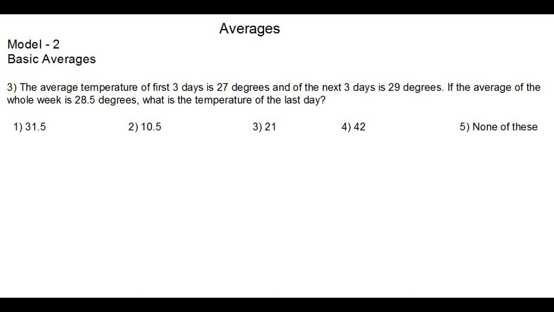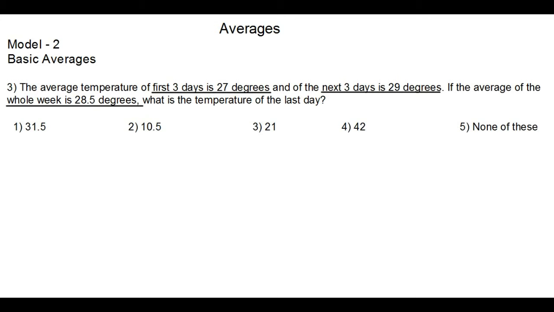The question here is, average temperature of first 3 days is 27 degrees and next 3 days is 29 degrees. If the average of the whole week is 28.5 degrees, what is the temperature of the last day? So here, as we can see, the average temperature of the first 3 days, the next 3 days, and the average of the whole week is given to us. And from that, we are supposed to find out the temperature of the last day. Let us try to solve this question by balancing the sum of the temperatures of the whole week.